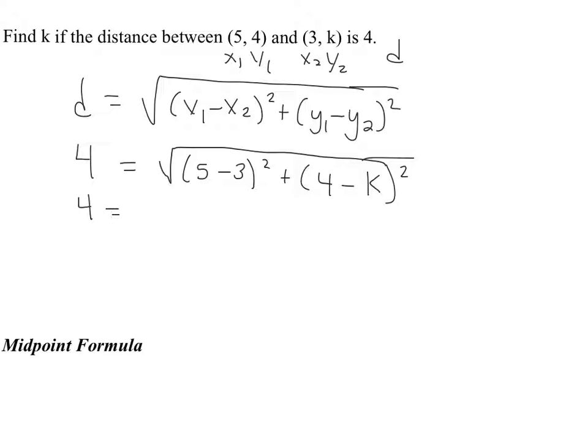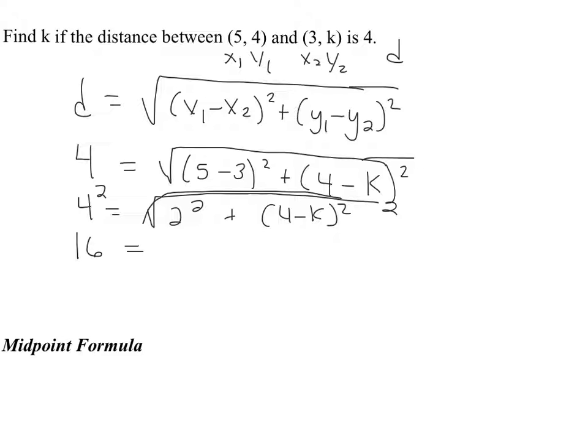So if we simplify this, we get 4 equals the square root. 5 minus 3 is 2. 2 squared plus 4 minus k squared. But we don't know what k is. We'll leave that alone for now. Now I'm actually going to square both sides, because if you remember, squaring a square root will get rid of it. So this will just leave me with 16 equals 4 plus 4 minus k squared.